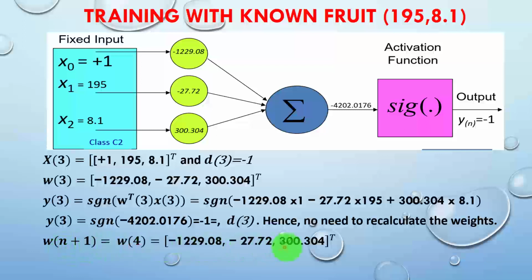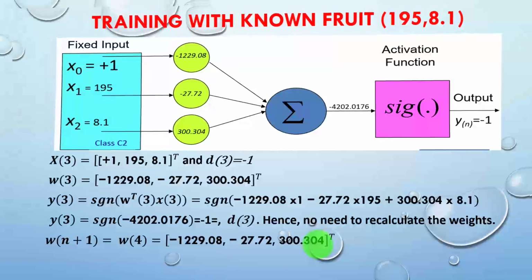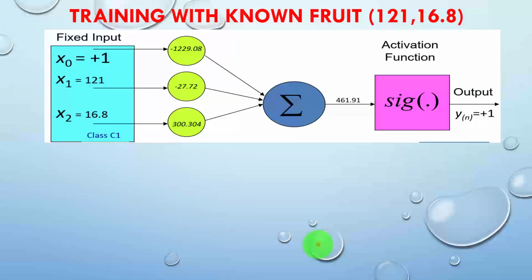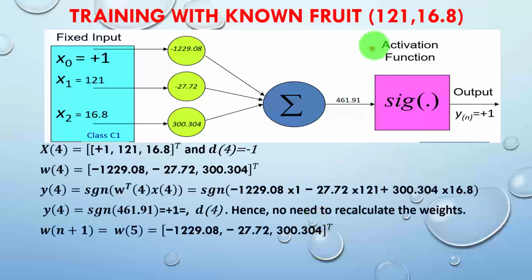Then we take the same values. Let's go to the next slide with a different fruit, which is 121 and 16.8. Same thing is repeated, and we plug in the values until we get the signum of some positive value. Now, because it's a positive value, we expect it to be plus 1. And this one belongs to class C1.